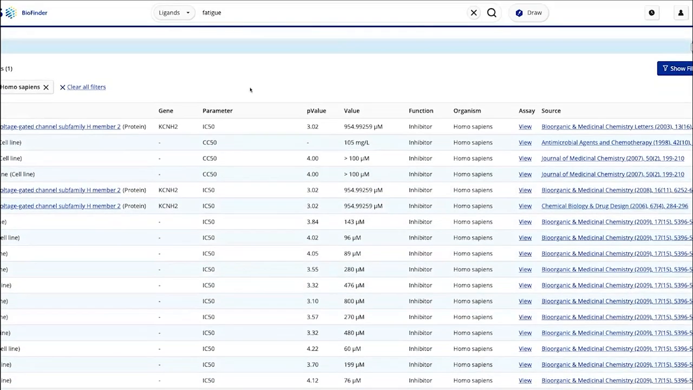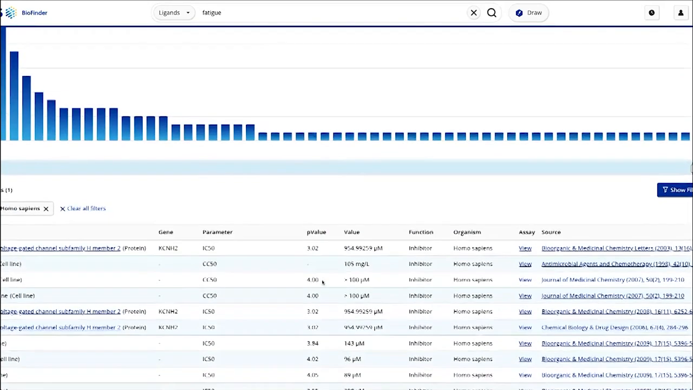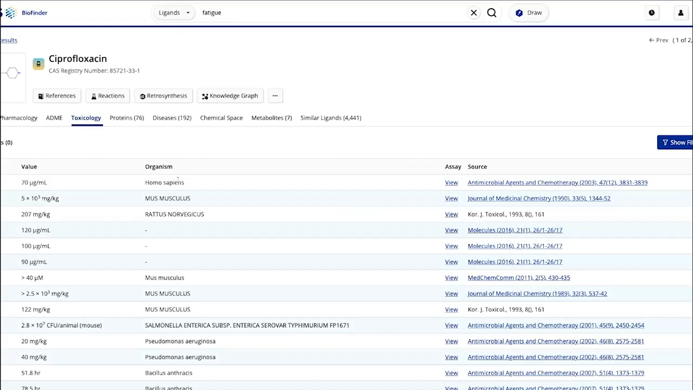Okay, so I'm selecting from here. And I see that there is a lot of data about the human findings and looking at all of these values. I can also search for measurements regarding the toxicology of the substance and so on.